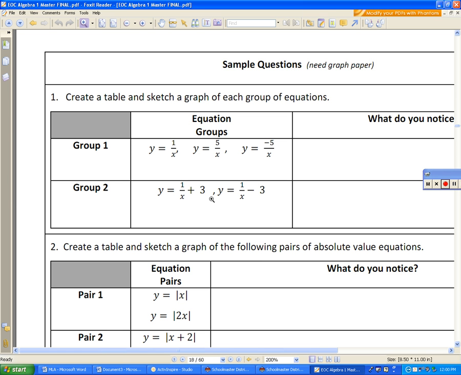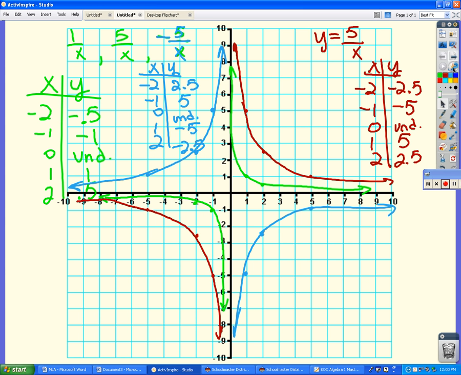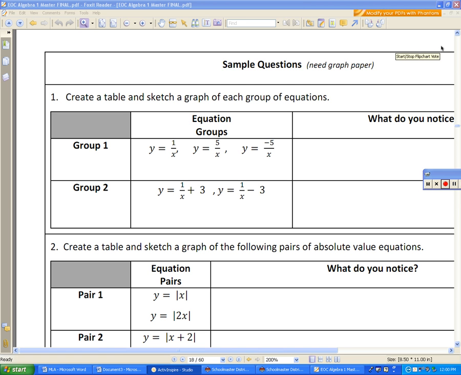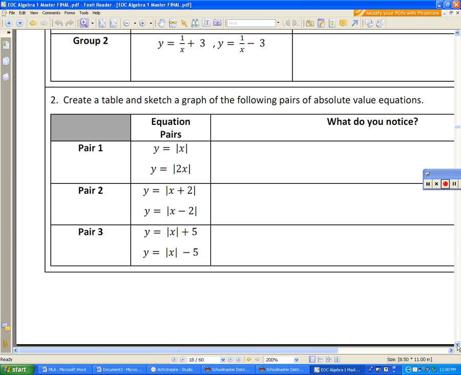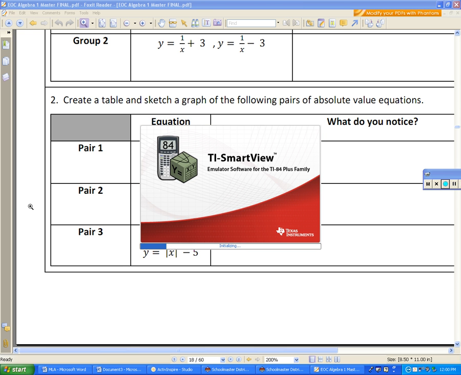What do you think a +3 on the end is going to do? It's going to move it up 3. What do you think a -3 on the end is going to do? Would move it down 3. Okay, so we can skip those graphs because you know those. All right, how about these guys right here? Do you remember what the graph of the absolute value of x looks like? No? All right, let's do these the quick way. Cheat a little bit here.